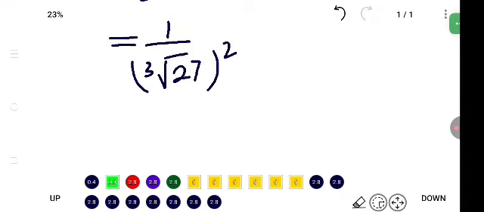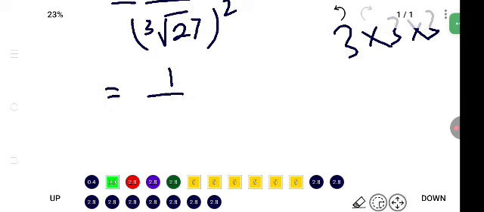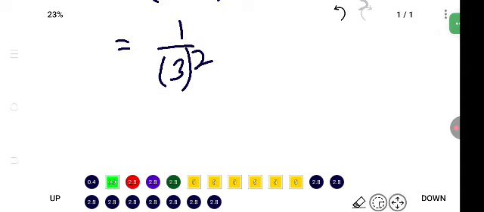What is third root of 27? It is 3, because 3 times 3 times 3 will give us 27. So the third root is 3. So we have 1 over 3, then raised to power 2. 3 raised to power 2 is 9. So our answer will be 1 over 9.